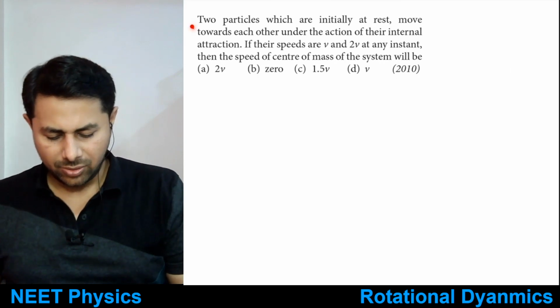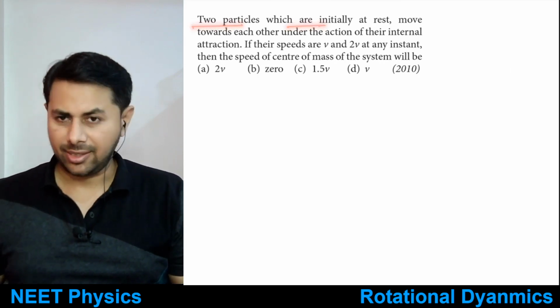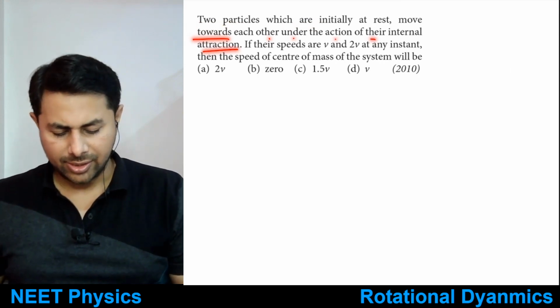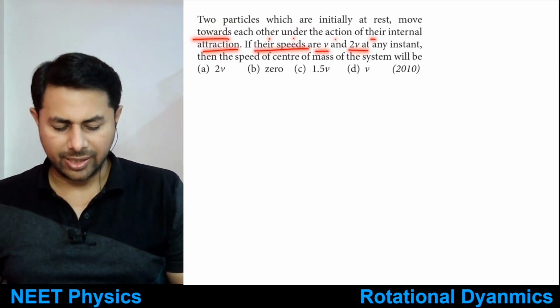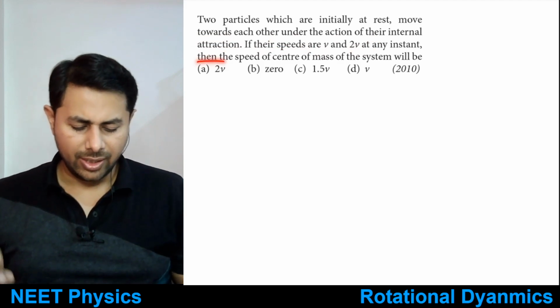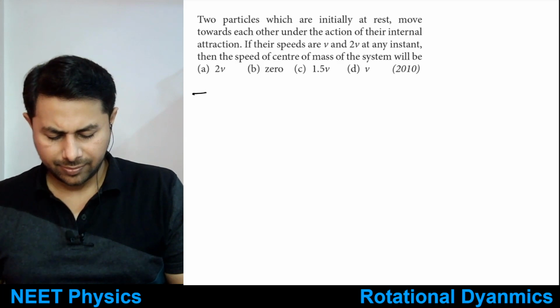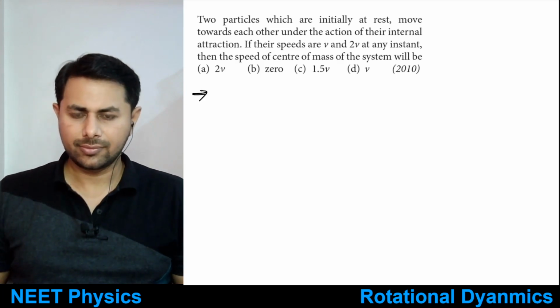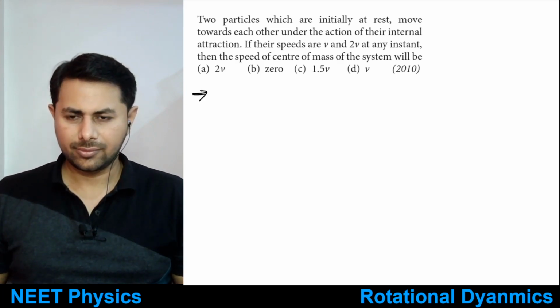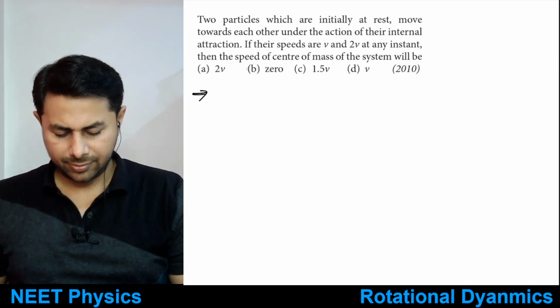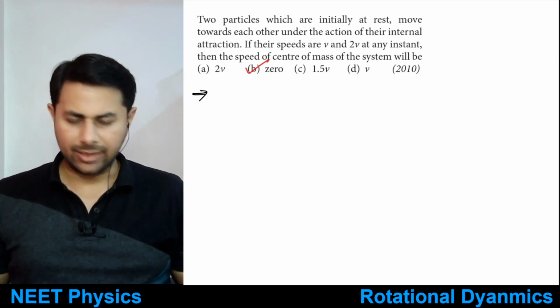Let's see the next one. Two particles which are initially at rest move towards each other under the action of their internal attraction. If their speeds are v and 2v at any instant, then the speed of the center of mass of the system will be? Okay, tell me. It will be 0. Okay, that is correct.